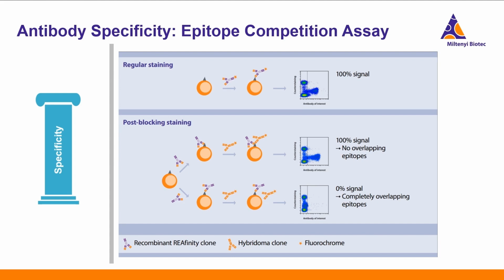In a second scenario, cells are pre-incubated with an excess of purified unconjugated REA antibody before staining with fluorochrome conjugated antibodies of other known clones targeting the same marker. In this setup, a 100% signal suggests no overlap between epitopes, indicating distinct binding sites. Conversely, a 0% signal indicates complete epitope overlap, implying that the antibodies recognize the same epitope.